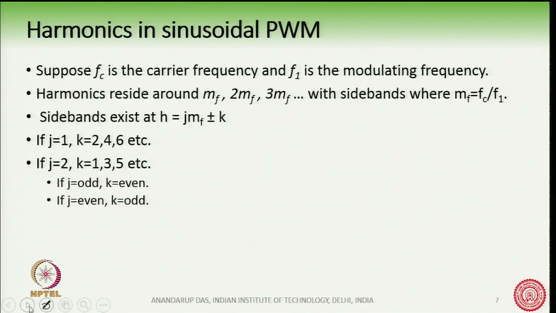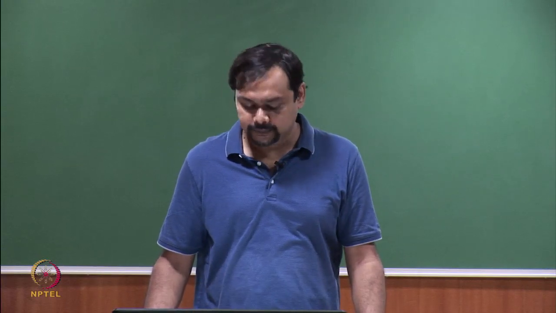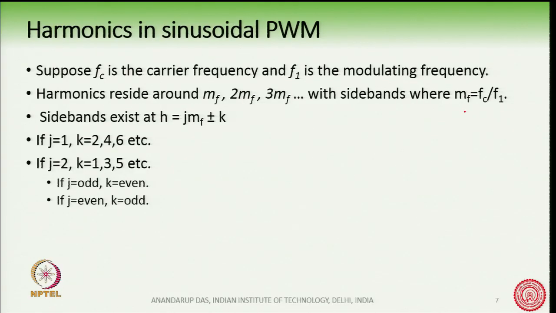Okay. So, suppose Fc is the carrier frequency, that is the triangular frequency, and F1 is the modulating frequency or the reference waveform frequency. Say, for example, the modulating frequency can be a 50 hertz reference waveform, and the carrier frequency can be a 10 kilohertz triangular waveform. So, we define a term mf, where mf is equal to Fc divided by F1. So, it is the ratio of the frequency of the carrier to the modulating waveform.